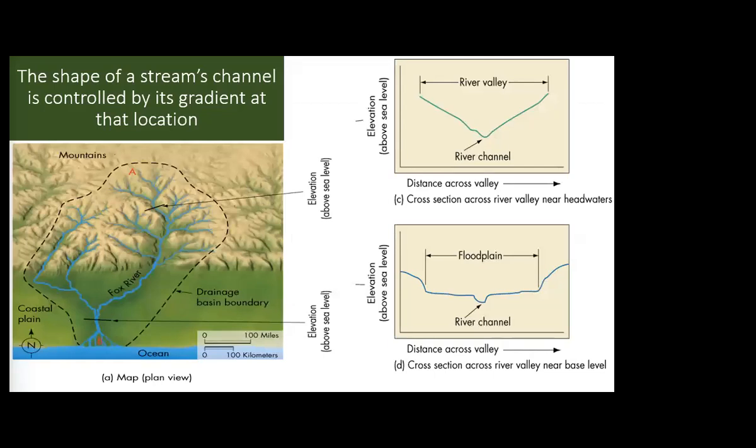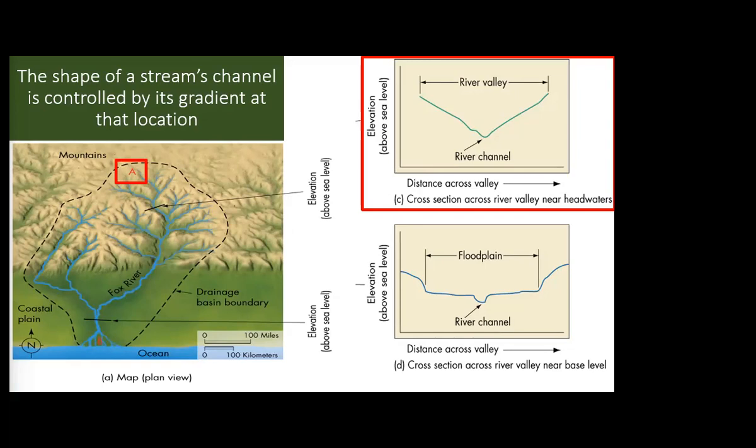So another thing that gradient controls is not just the longitudinal profile, but also the shape of the stream channel. So up here at A, we're going to have a more V-type shape for the river channel. We're going to be incising into the earth a lot more. Because we have a steeper gradient, we're going to be cutting into the earth. This is the area of erosion, of weathering, of breaking apart the rock.